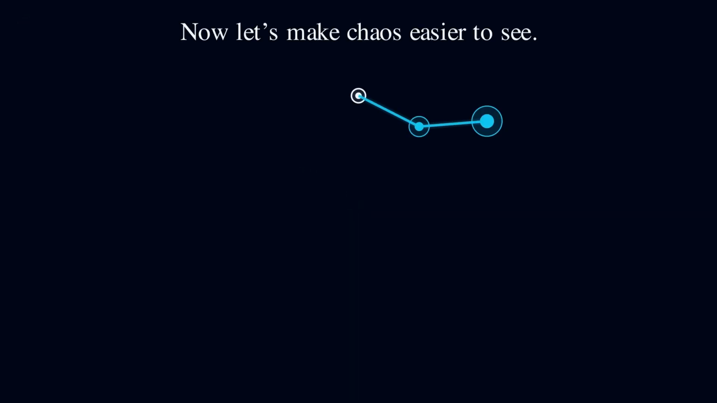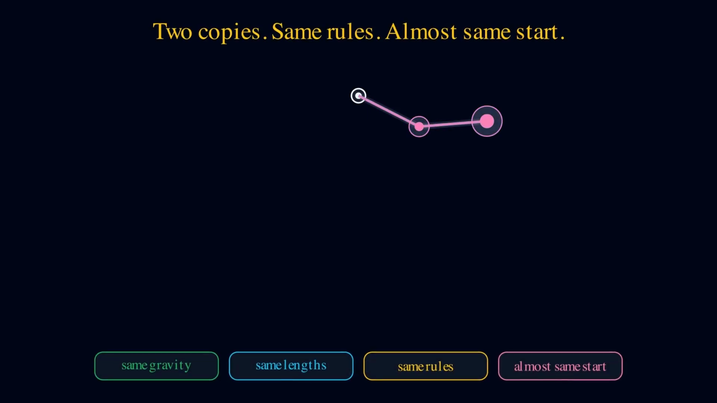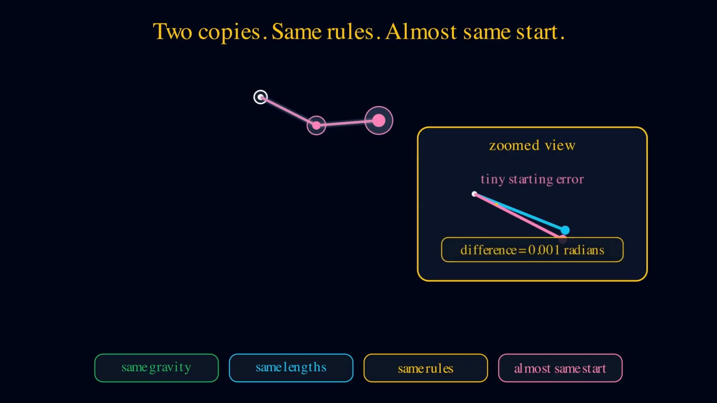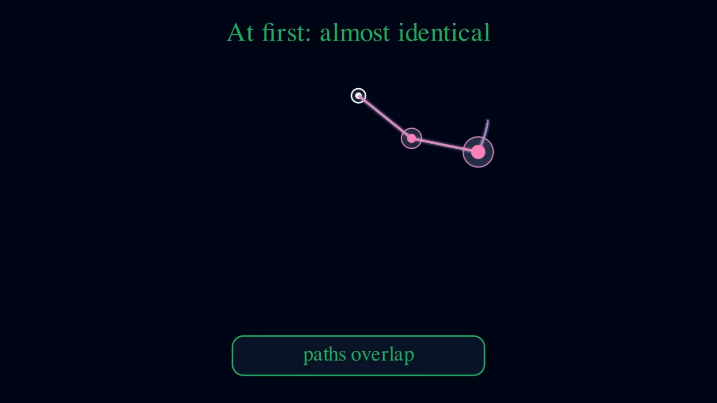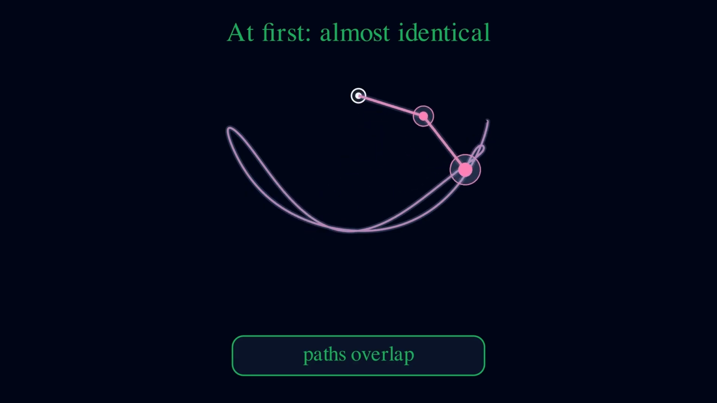Now that I've explained a little bit more about what chaos is, let's put it into action with this double pendulum experiment. A double pendulum is basically two pendulums attached to each other, for reference. So, these two pendulums are 0.001 radians apart, and once we let go, we can see that their paths overlap and that the movement itself is almost identical.